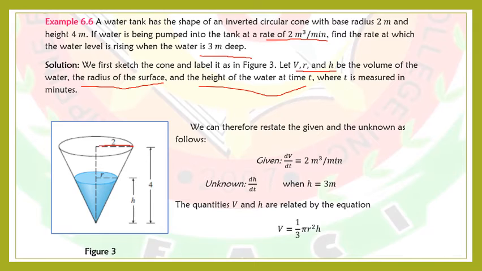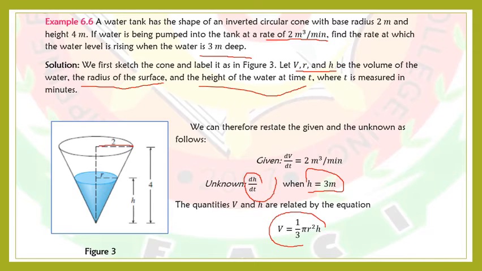And then ang hahanapin natin, class, is yung rate at which the water level is rising. So, ibig sabihin, titingnan natin kung yung rate ng water natin, pag tumaas na siya, ibig sabihin, malaki na yung nalagay na tubig. So, unknown is dh over dt when ang height ng water natin is 3 meters. So, ito yung hahanapin natin, dh over dt. The quantities V and h are related by the equation.